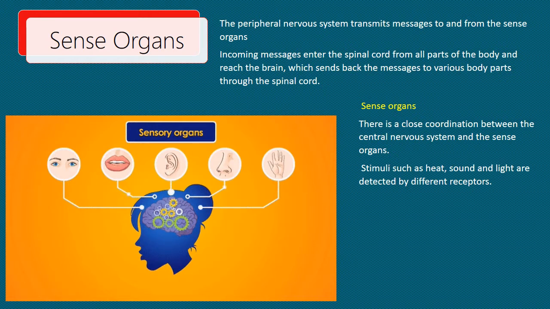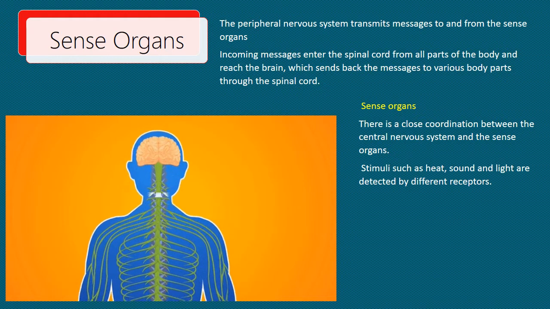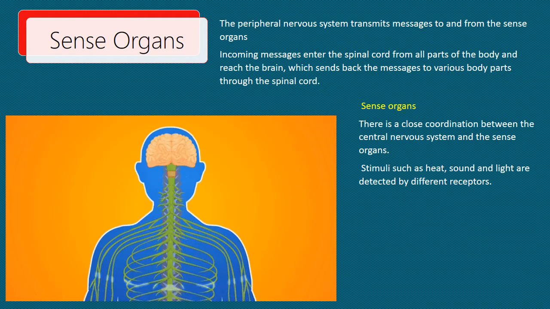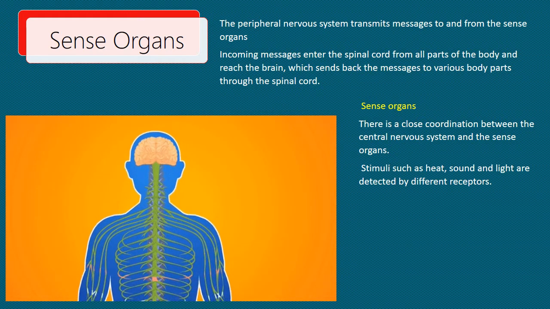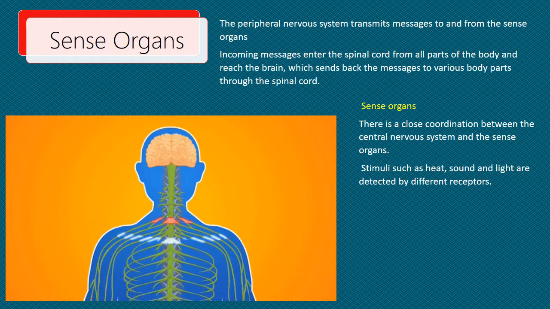Sense organs. There is a close coordination between the central nervous system and the sense organs. Stimuli such as heat, sound, and light are detected by different receptors. Receptors are special cells present in the sense organs that receive the stimulus from the environment. These sense organs are responsible for the reception of stimuli of sight, sound, smell, taste, and touch. Each sense organ is directly connected with the brain.